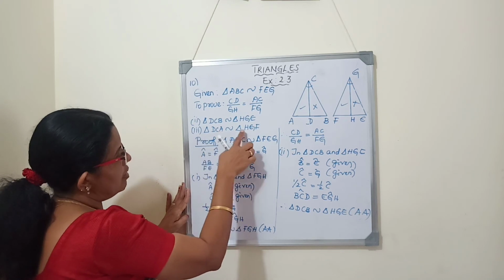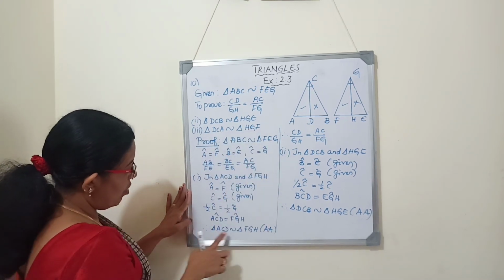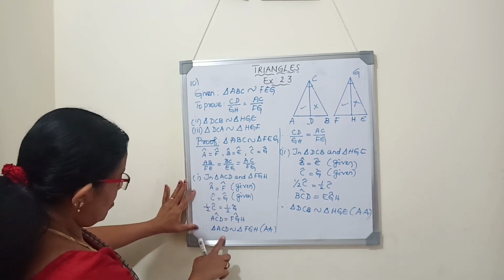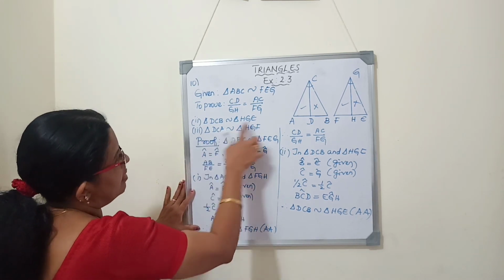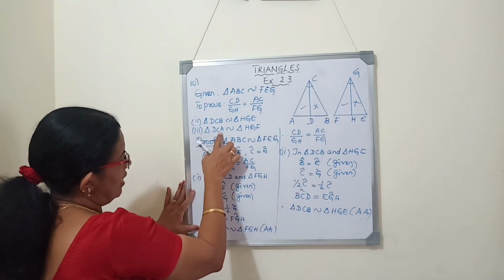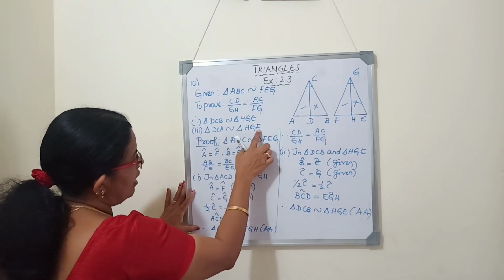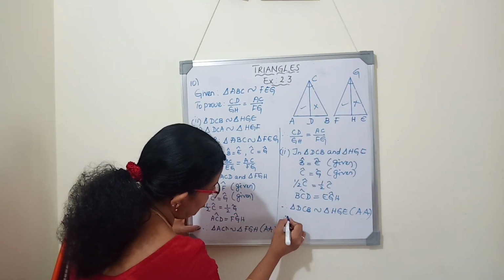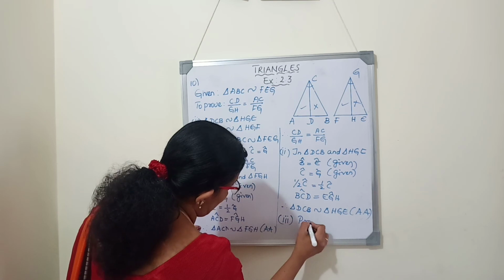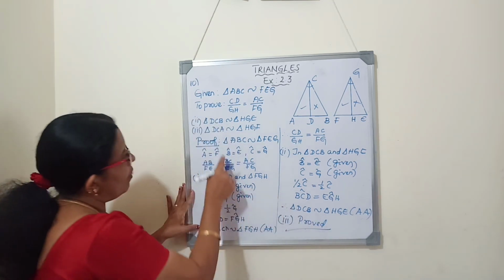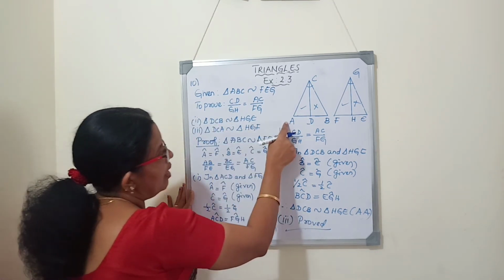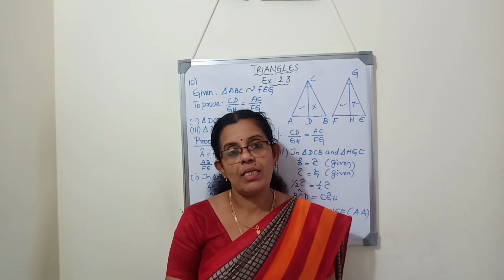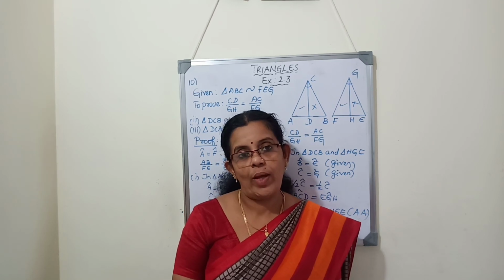Now the third one is triangle DCA is similar to triangle HGF. That we have already proved. In the first case, triangle ACD, which is the same as triangle DCA, is similar to triangle HGF. So the third one we have already proved. So the ratios are equal and these two triangles are similar. In this exercise, all the sums are different from each other. So practice well. Thank you, children.